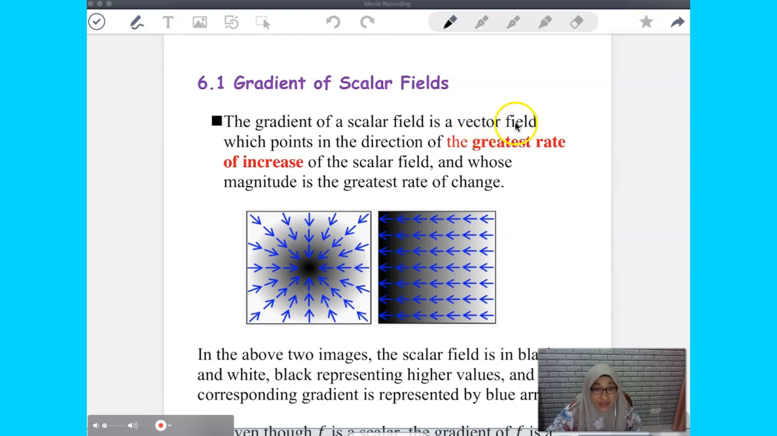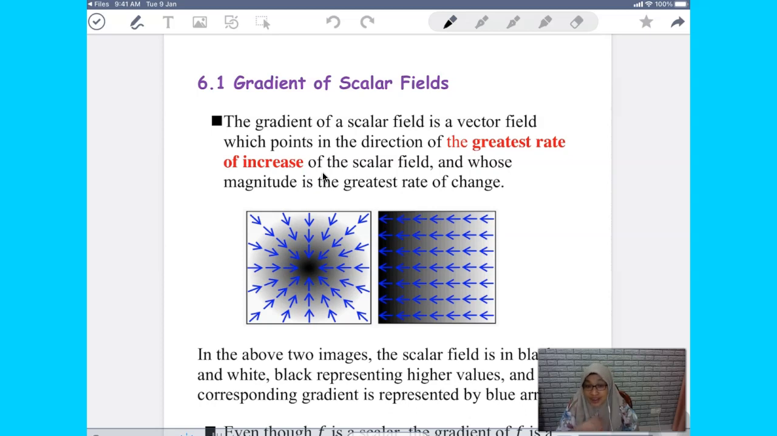So this vector will give you the direction of the maximum rate of increase, or the greatest rate of increase, of that scalar field, and the magnitude. When you have a vector field, you can evaluate the magnitude, right? So the magnitude of this vector field tells you the maximum rate of change.